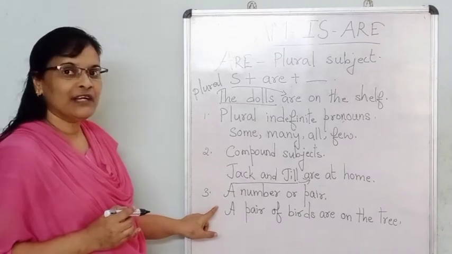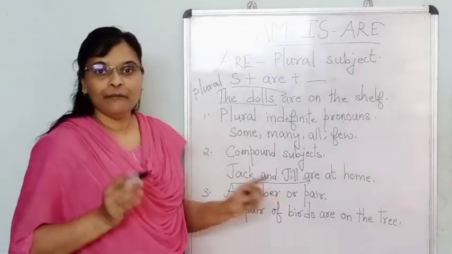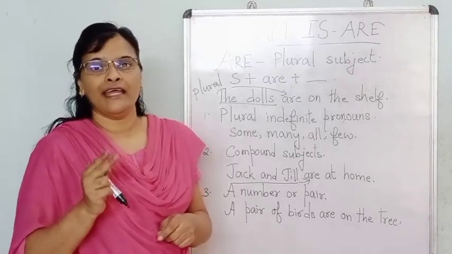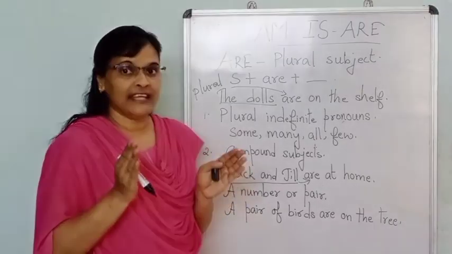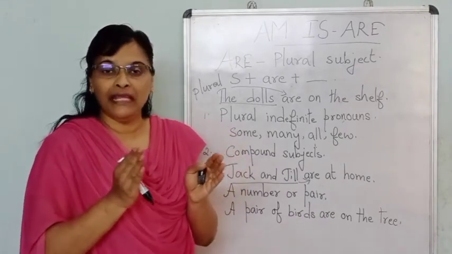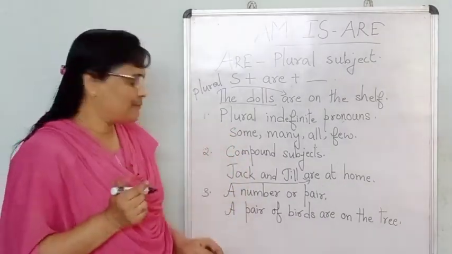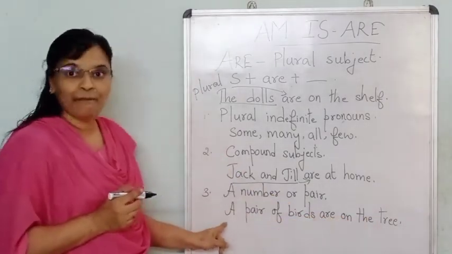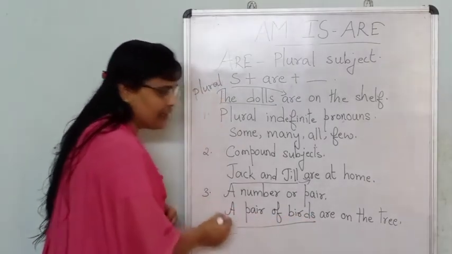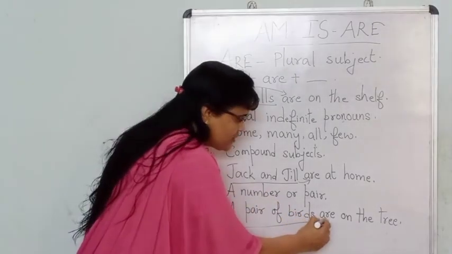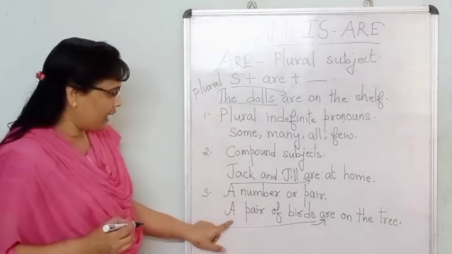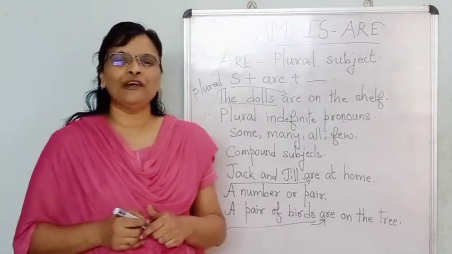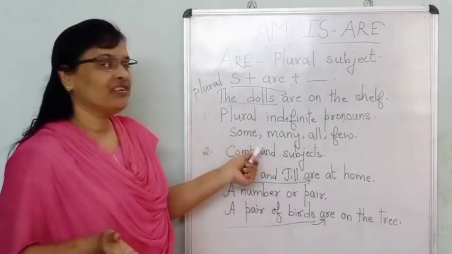Okay, now the third one, a number or pair. Pair means two, right? So when two things are there, we need to understand whether they come in a pair or not. Now look at our example. A pair of birds are on the tree. Here it's a pair, right? A pair of birds. That's the reason why we are using are. So, a pair of birds are on the tree. I hope now you understand the usage, right?